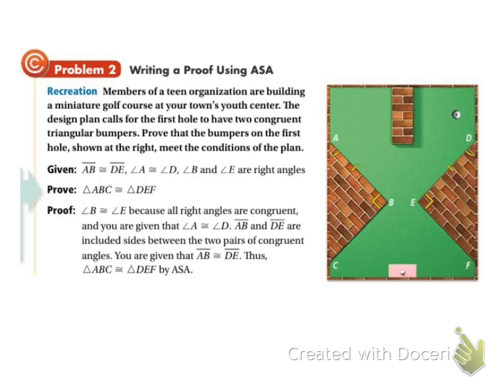Okay, write a proof using ASA. Okay, so it's kind of hard to see the markings on here. Maybe let me go over it. There's an arc there, a side there, 90 degrees there, 90 degrees there, a dash there, and an arc there. Sorry, it's a little messy, but... Okay, so I am given that the sides are congruent, and that angle A is congruent to angle D, and then I have that angle B and E are right angles. So in my proof, I need to explain that angle B is congruent to angle E because all right angles are congruent. Then I can use angle, side, angle to prove that the triangles are congruent.